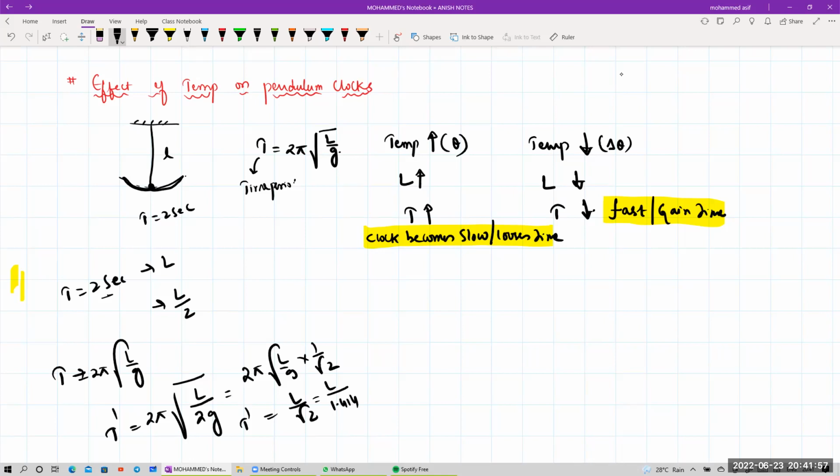What are the options he has given? 1, 2, 0 and 4. He has given the answer as 0. The time period will be equal to 0.